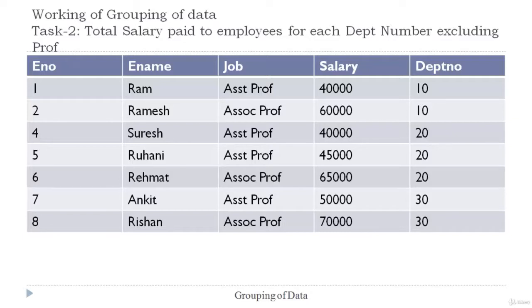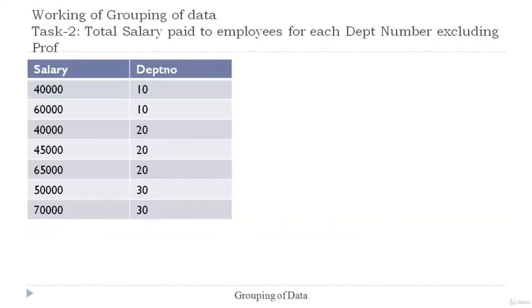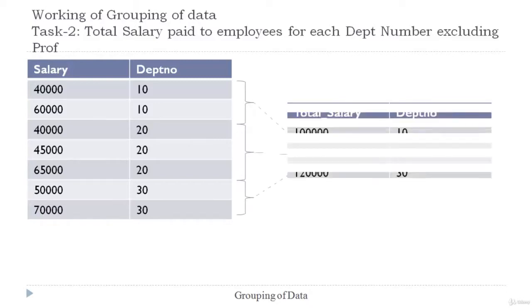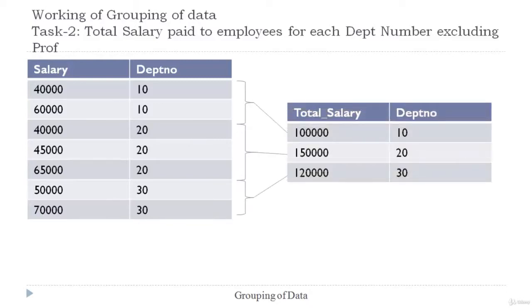So in this case, department number and salary column will play a vital role. So let's select these two columns. Here again three groups will be formed, one for department number 10 which contain two records, for department number 20 which contain three records, and third group for department number 30 which contain two records. Then sum salary function will be applied to display total salary for each group as shown here.